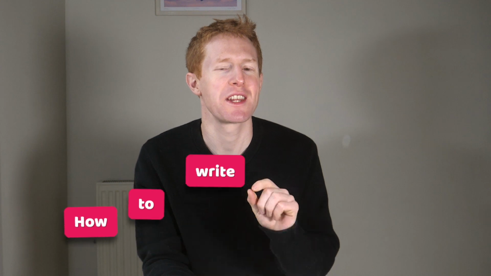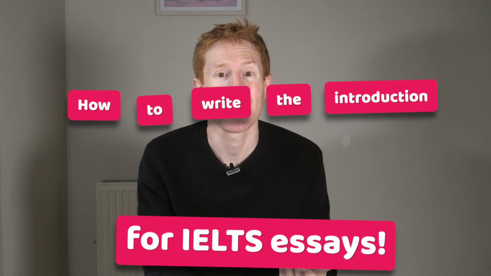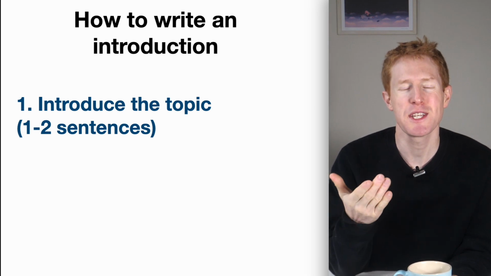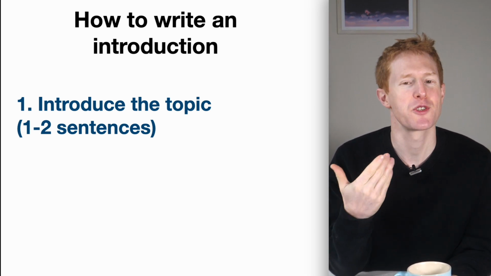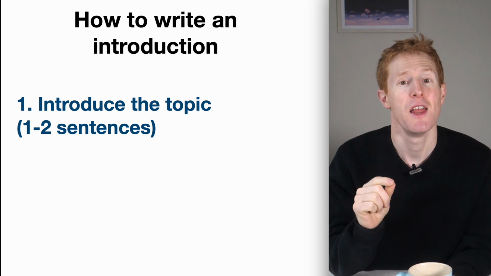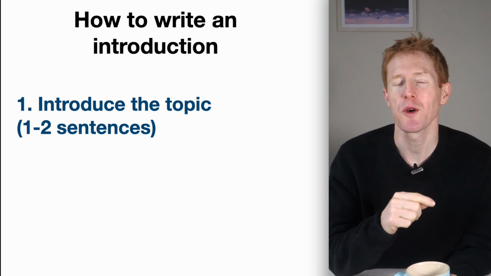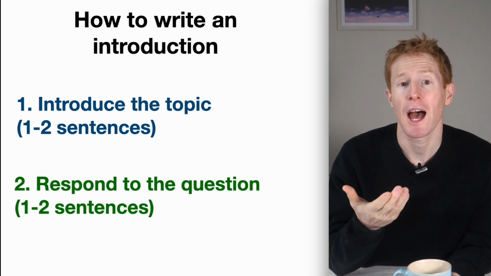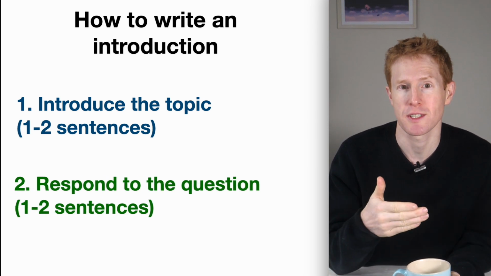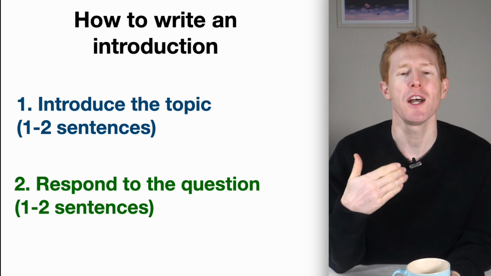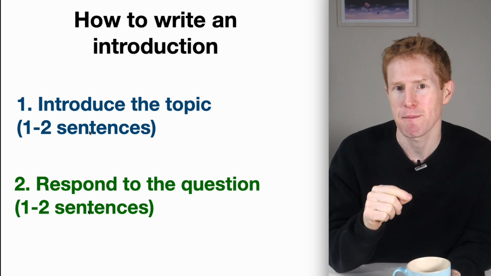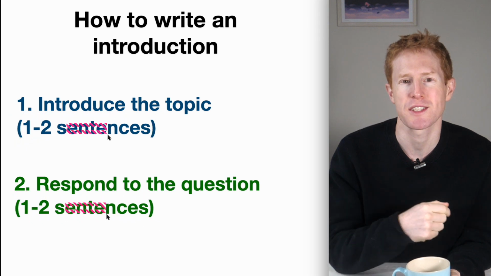So in today's lesson, we're going to be learning how to write the introduction for our IELTS essays. Broadly speaking, our introduction should do two things. First of all, it should introduce the topic. This will be between 1 and 2 sentences long. Then, after that, we're going to respond to the question, and that's also 1 to 2 sentences. So in total, your IELTS introductions will typically be between 2 and 4 sentences long.